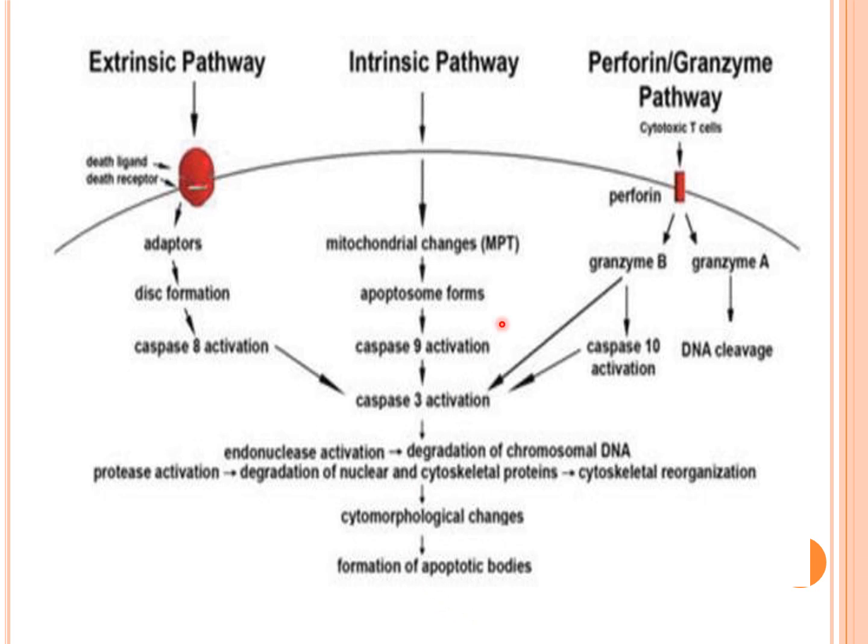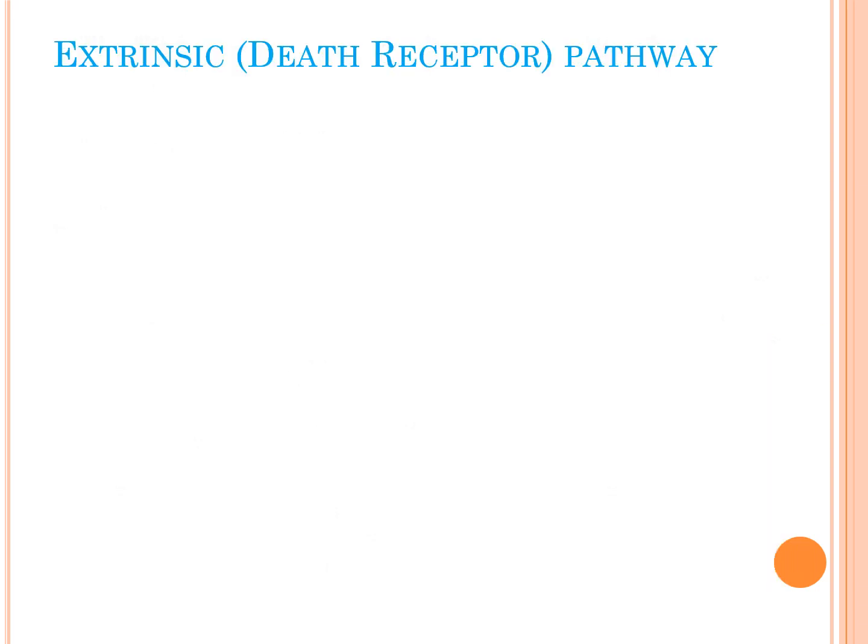So remember, the main thing is the caspases which are present here. In the extrinsic pathway there will be caspase 8 activation, in the intrinsic pathway caspase 9 will be activated, and in the perforin pathway caspase 10 will be activated. So in detail we will see the pathways.